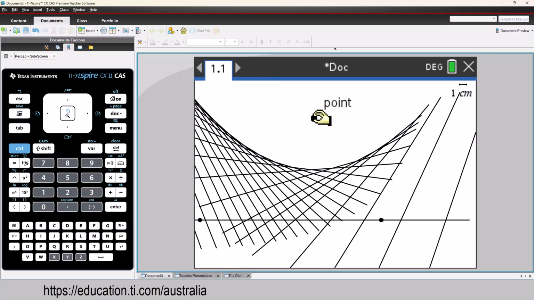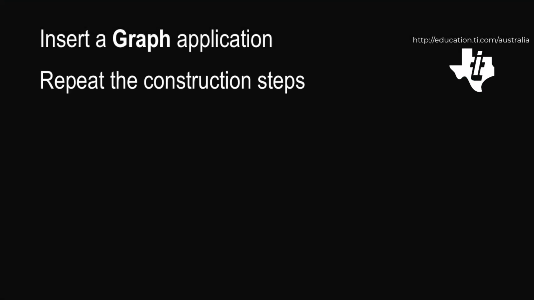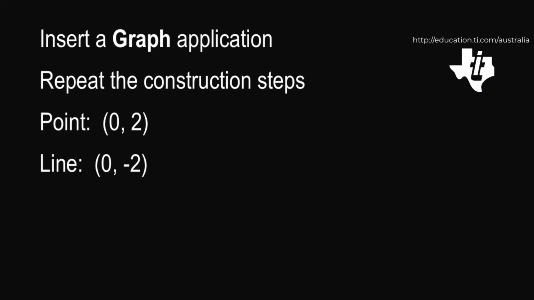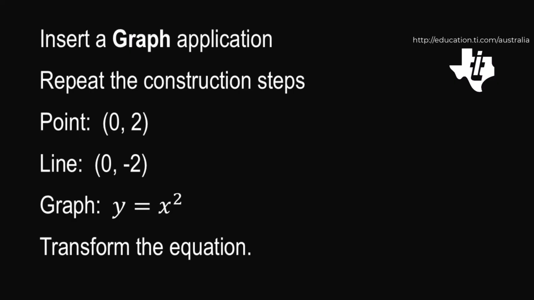Once you're done, you'll need to insert a graphs application and repeat all of these steps, but place the original point at (0, 2) and the horizontal line at y = -2. Once you've created your envelope, graph the quadratic equation y = x². Then see if you can transform that graph to make it fit nicely in the envelope.